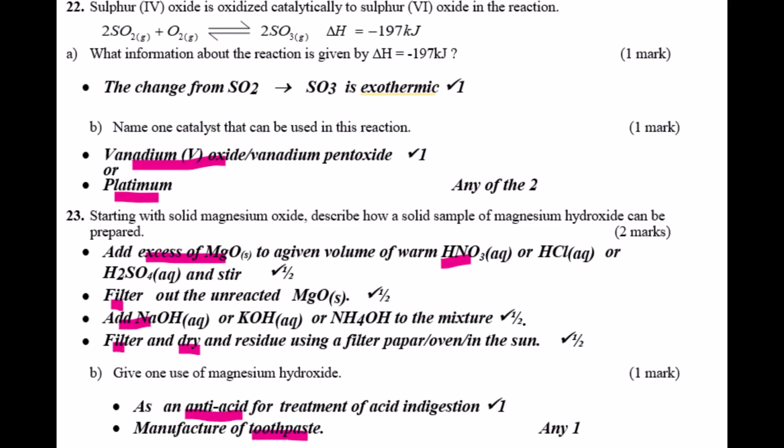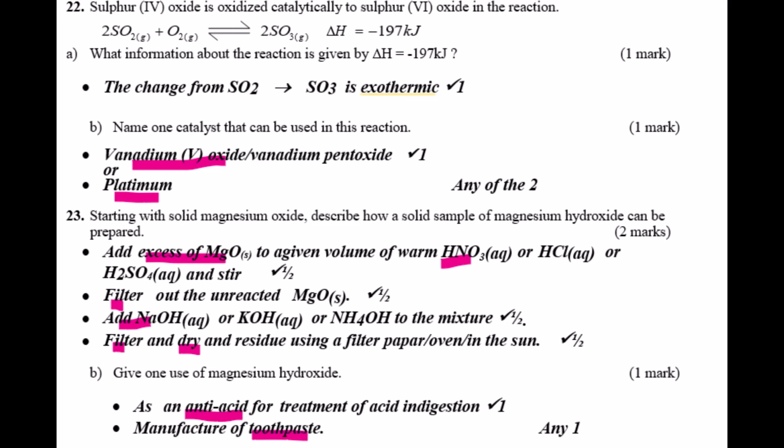Question number 23, we are describing how we can make magnesium hydroxide from magnesium oxide. The first thing to do is to add excess magnesium oxide to a given dilute acid when warm, just to speed up the reaction, and you can stir. Then you filter out the unreacted magnesium oxide.